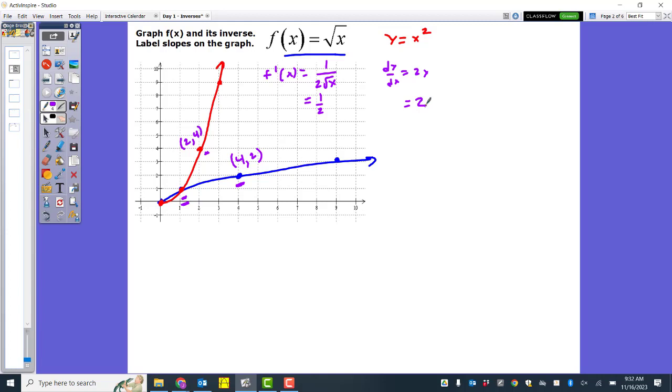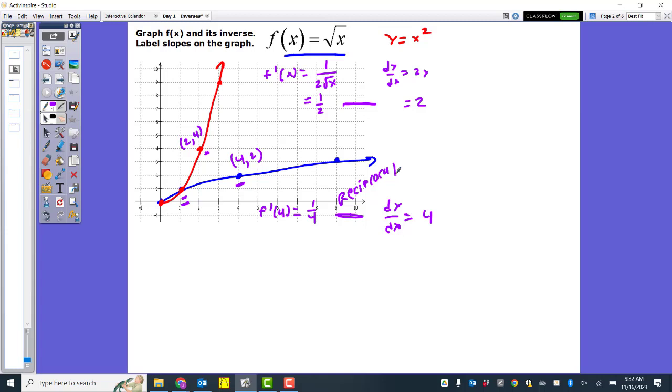Let's try our other point, the 2, 4, and 4, 2. On the blue graph, we'll plug in 4, so f prime of 4, and we get 1 over 4. The red graph, we'll plug in 2, dy over dx equals 4. That's another interesting relationship. And if you're not catching on, what happens is at these corresponding points, the derivatives are reciprocals. At the corresponding points, the derivatives are reciprocals.